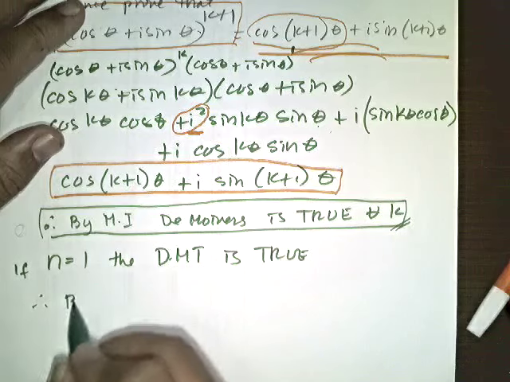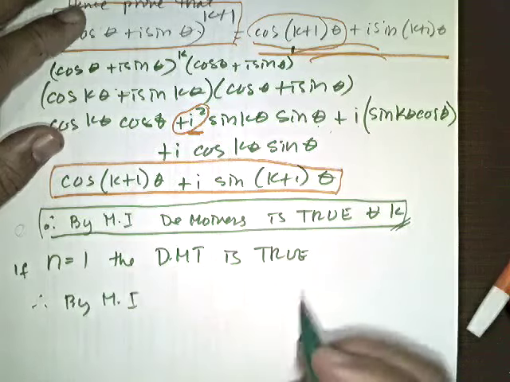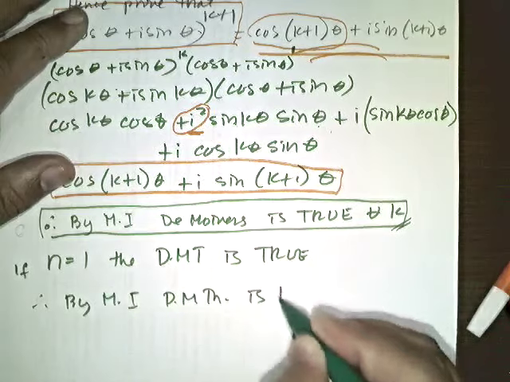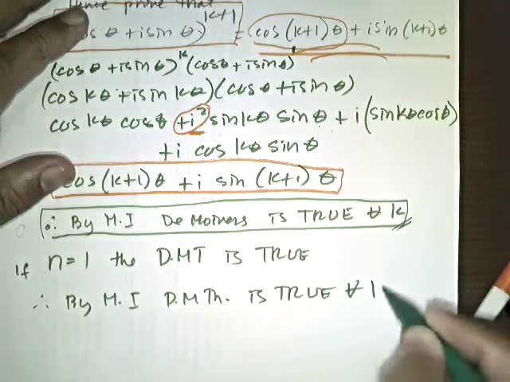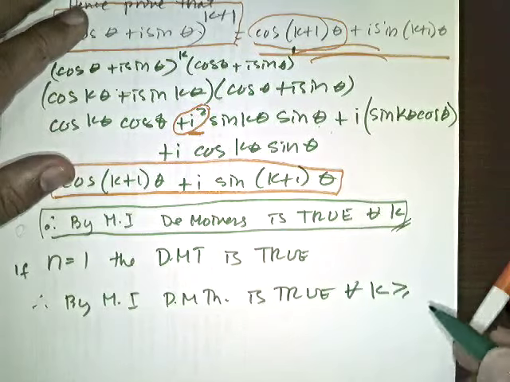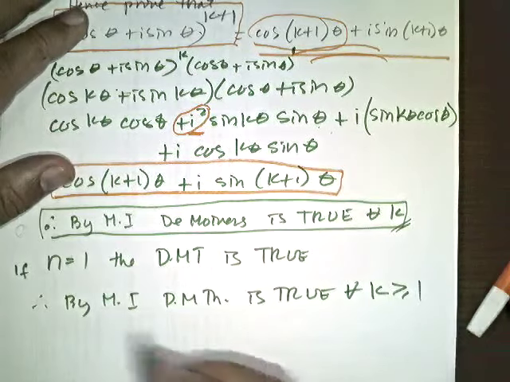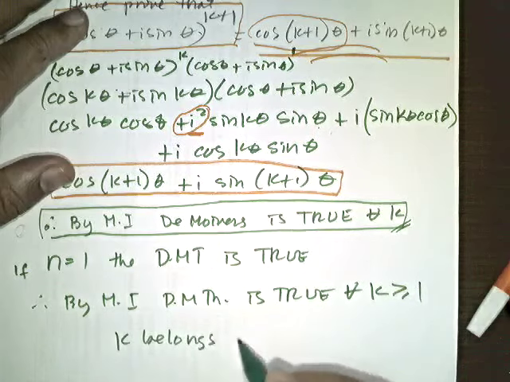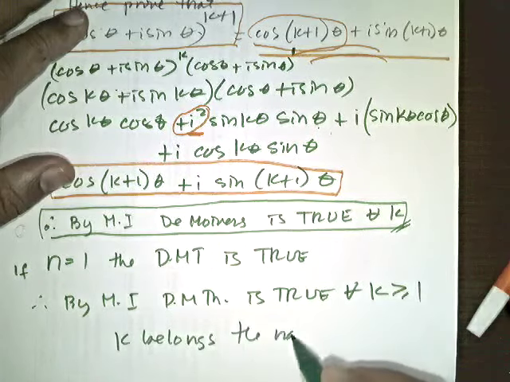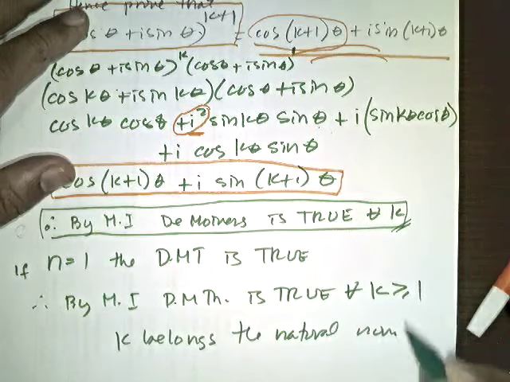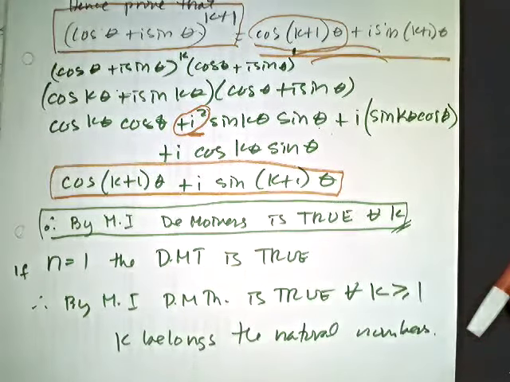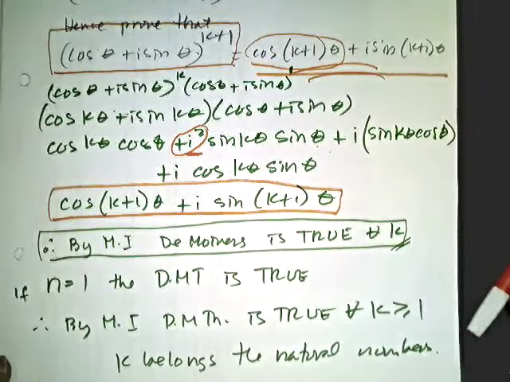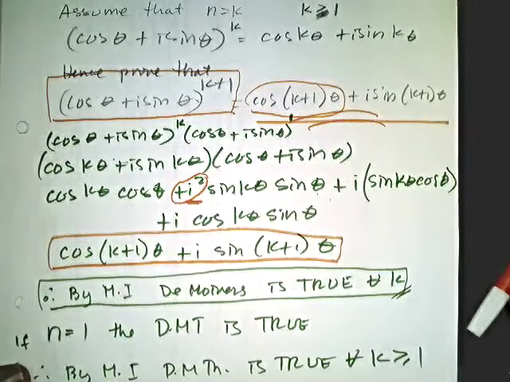Therefore, by mathematical induction, De Moivre's theorem is true for all values of k that is greater than or equal to 1, where k belongs to the set of natural numbers. Or we can just say k belongs to the set of integers. Alright, so there you go. That's the proof of De Moivre's theorem using mathematical induction. Thank you.